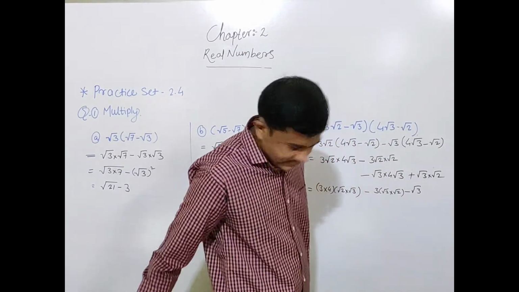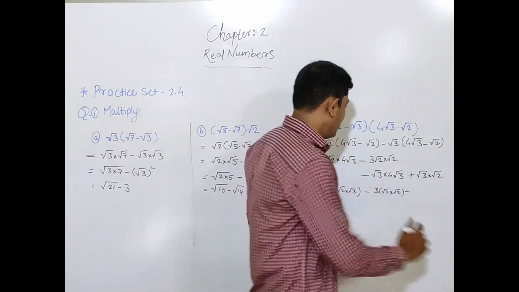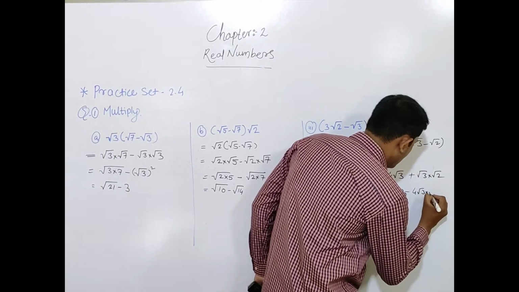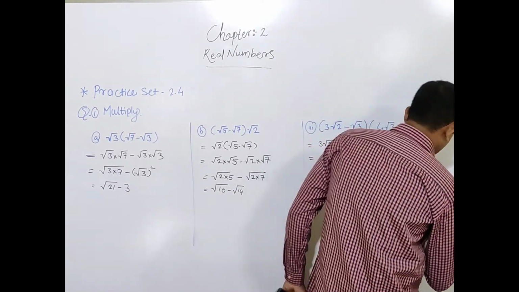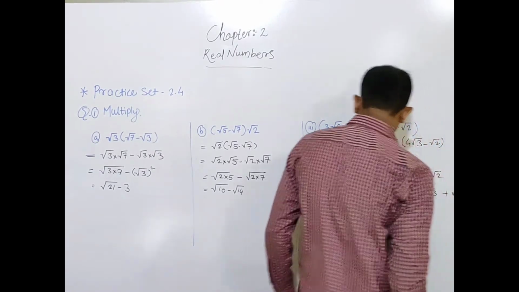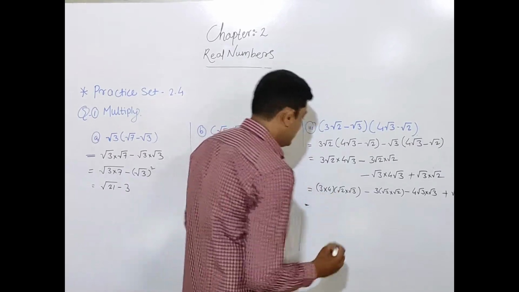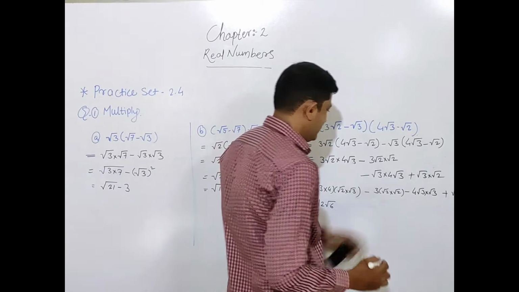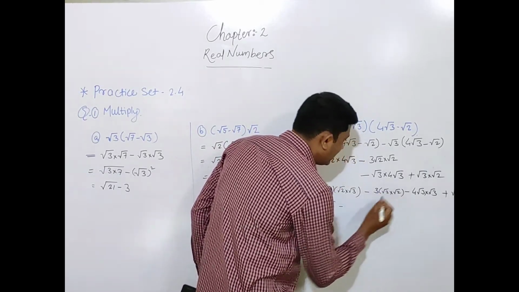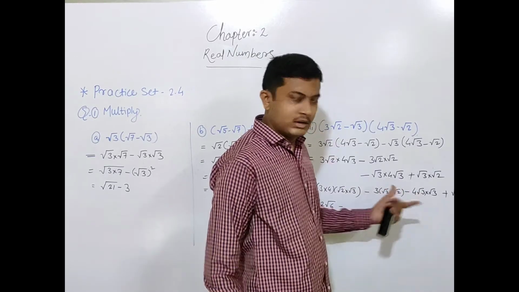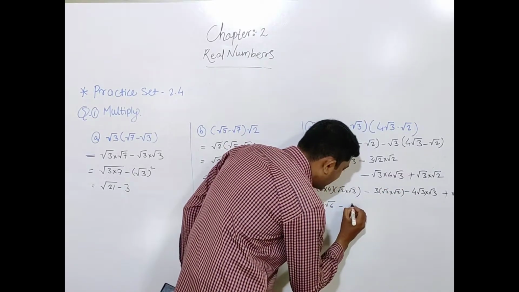It can be given as 4 root of 3 into root of 3, and here root of 3 into root of 2, that is root of 6. Now 3 fours are 12 root of 6, minus 3 root of 2 into root of 2, that is root of 2 square, and root of 2 square is what? Simply 2, that is 3 into 2, that is 6.